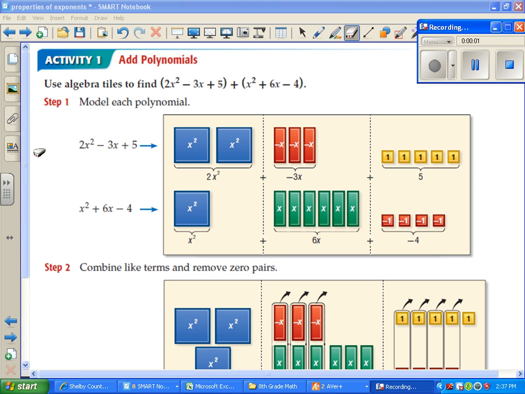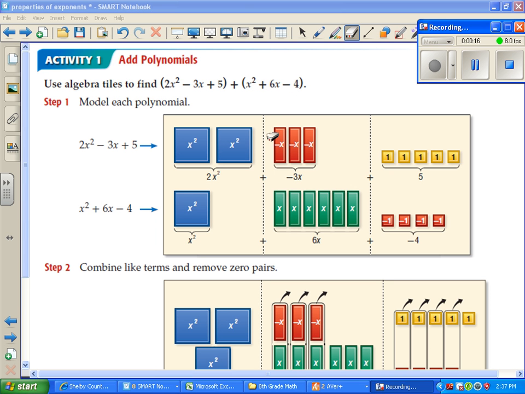This is an activity to help you add polynomials. We're going to use algebra tiles to represent 2x squared minus 3x plus 5. And to that quantity, we're going to add the quantity x squared plus 6x minus 4.